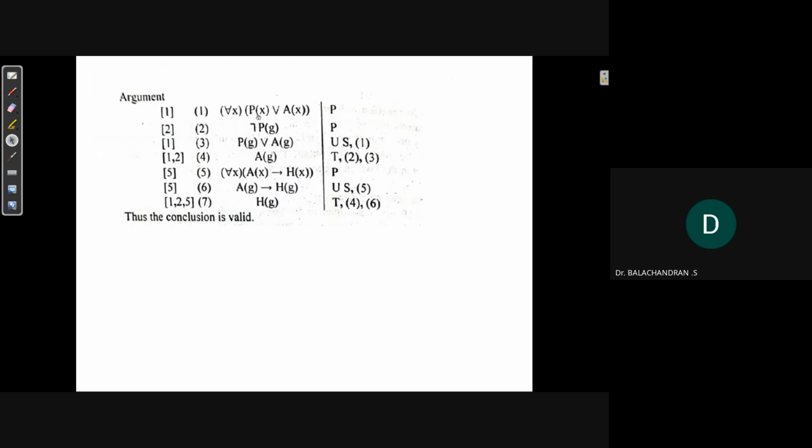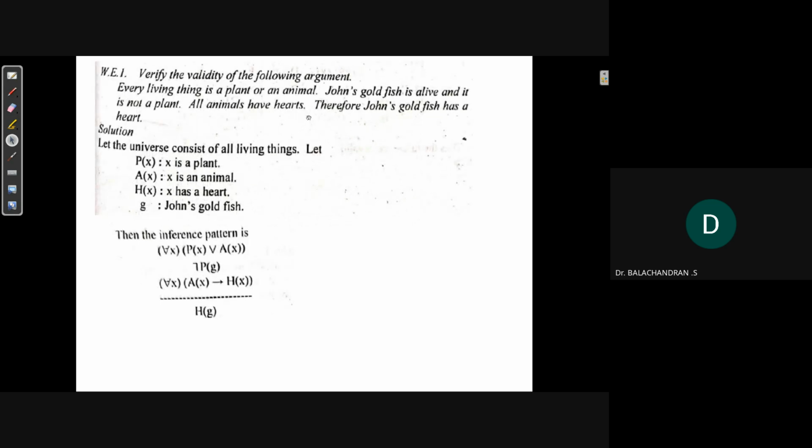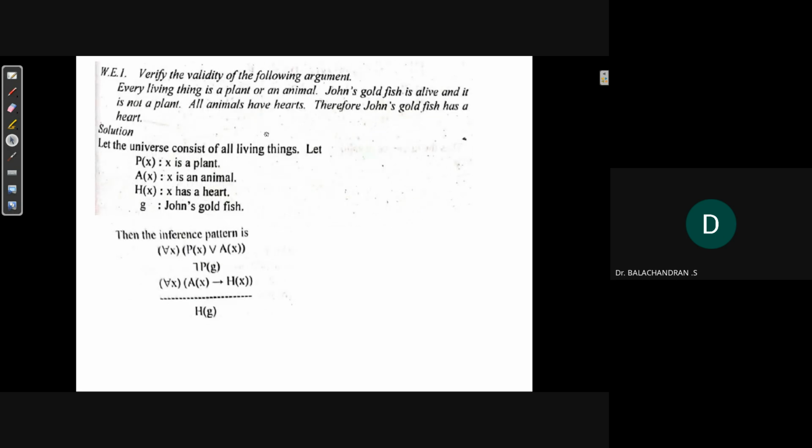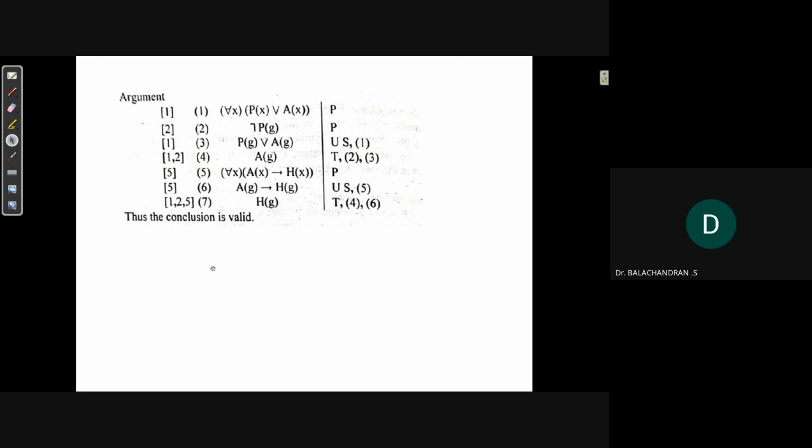First, for every x, P of x or A of x. Next I will take the second premise, which is also a negation, negation of P of G. Next, from 1 I got 3, because this is true for every x, and hence it is true for the particular G, that is John's goldfish. That's why I'll write here also G: P of G or A of G.